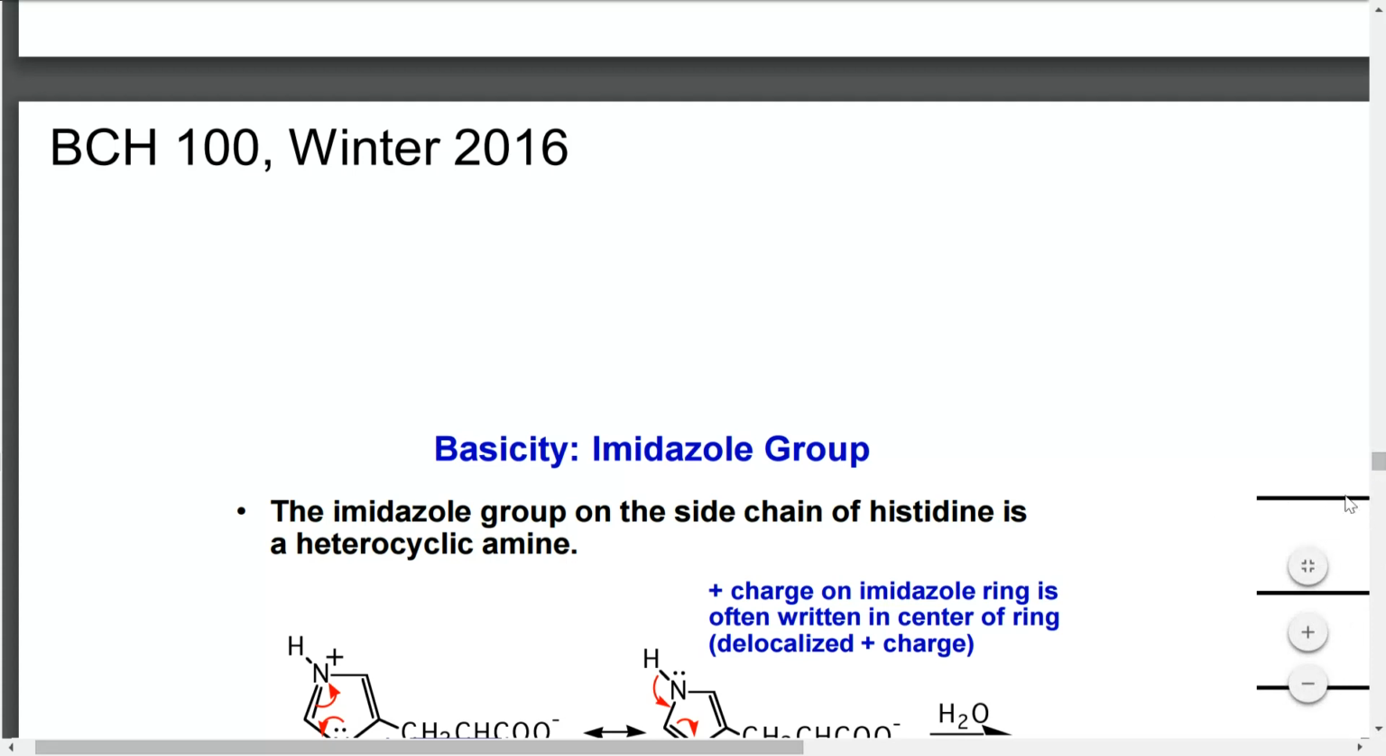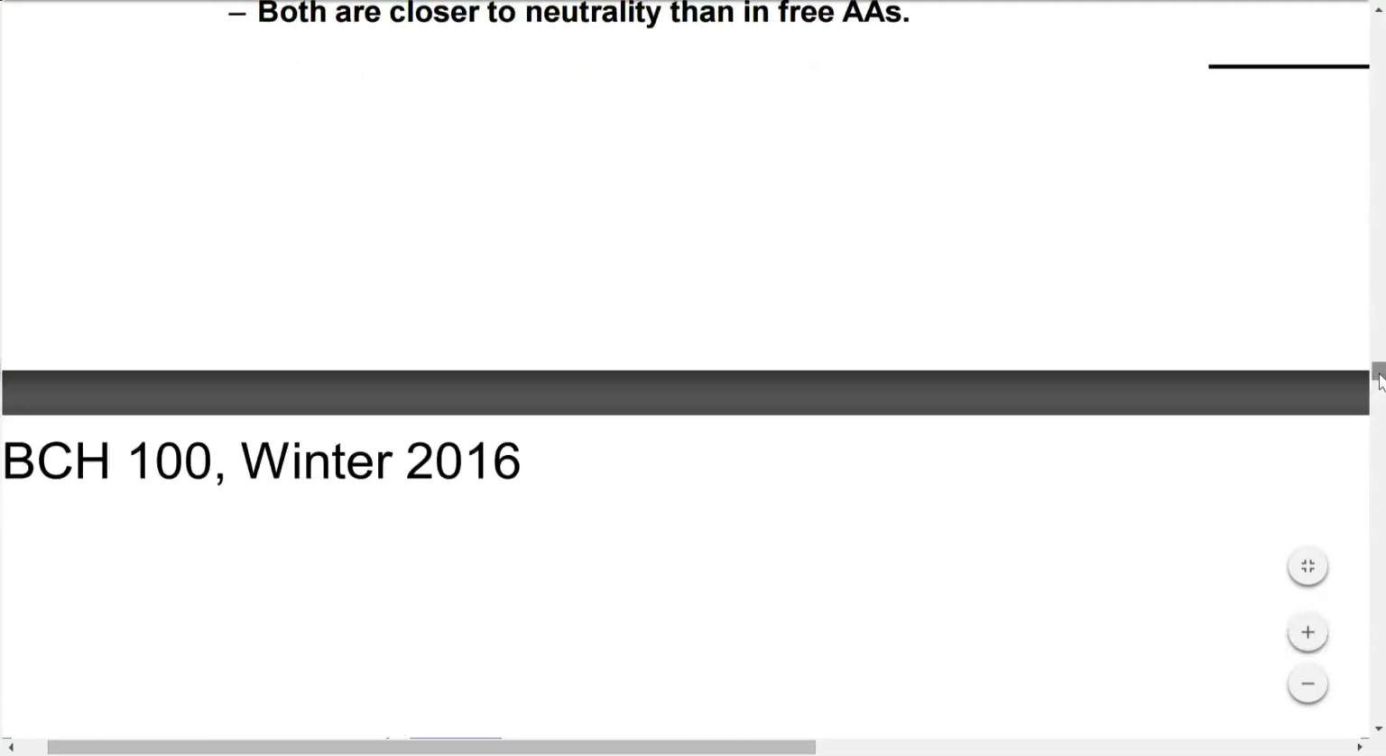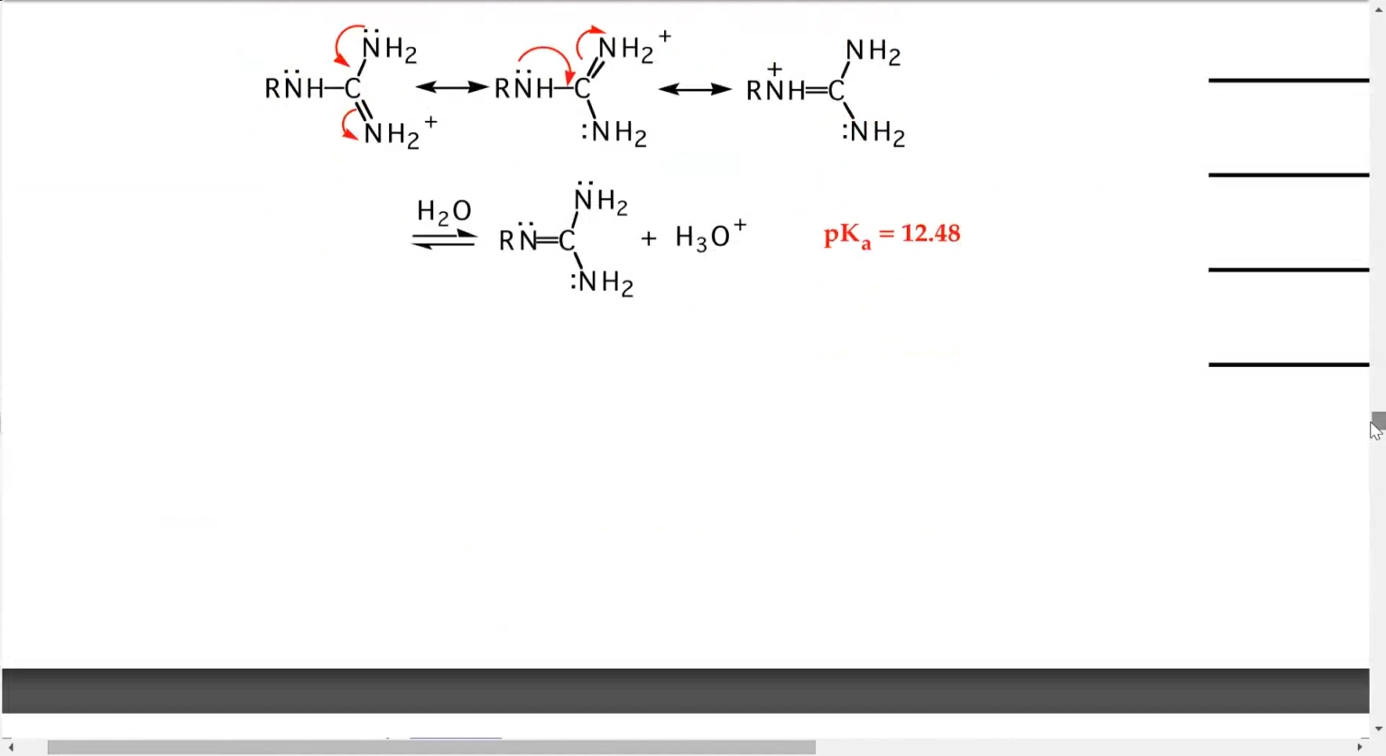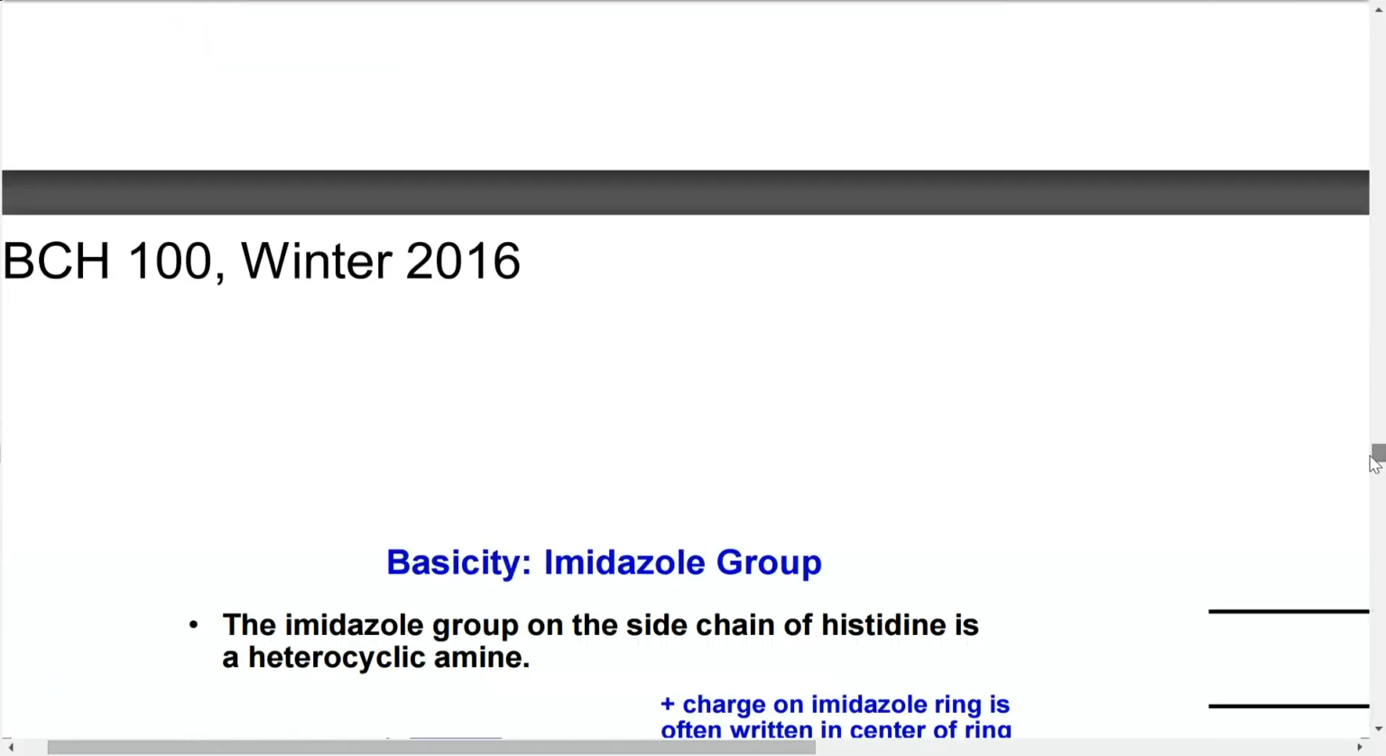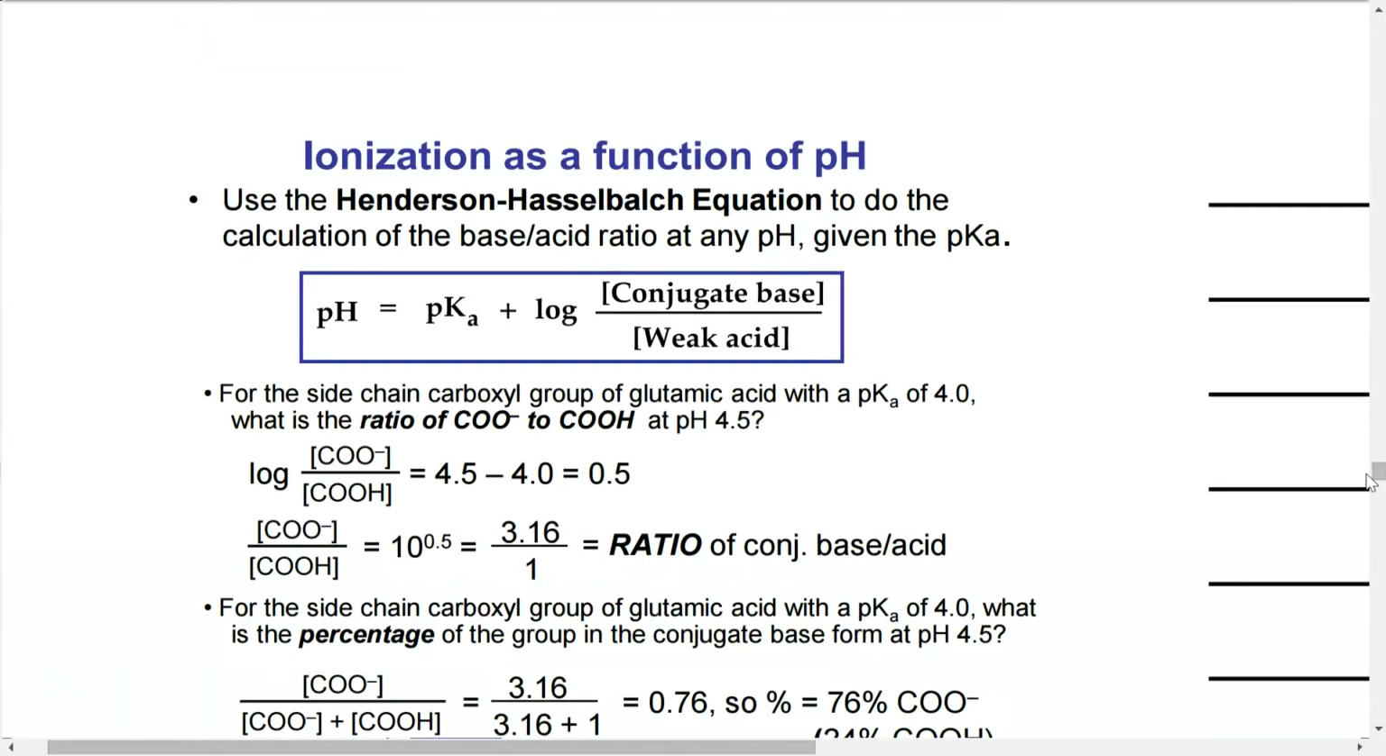Okay, you'll never go wrong by starting with drawing the equilibrium of that acid, writing out Ka, and then the pK, which was written again as the Henderson-Hasselbalch equation: pH equals pK plus log of the base over the acid.